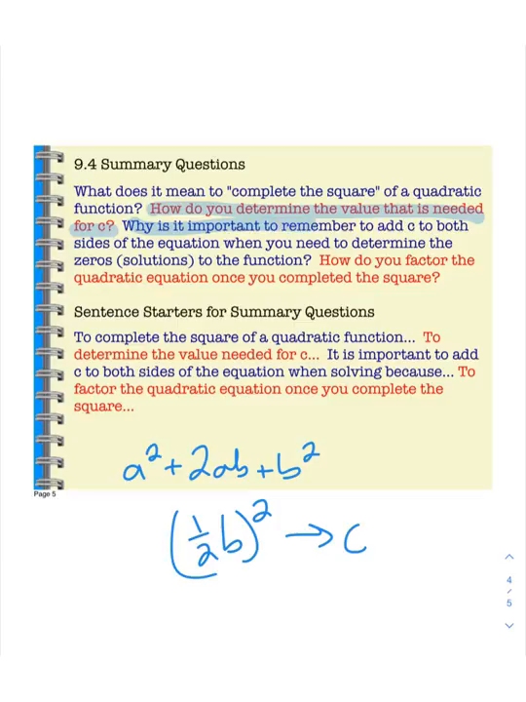All right, why is it important to remember to add c to both sides of the equation? Well, otherwise it's going to be wrong. You have to balance the equation. That was something we learned way back in chapter 1. To balance an equation, you have to add the same thing to both sides, or it's not equal anymore. And how do you factor the quadratic equation once you completed the square? Well, you factor it using the perfect square trinomial theory, and knowing that that is equal to (a plus b) squared.